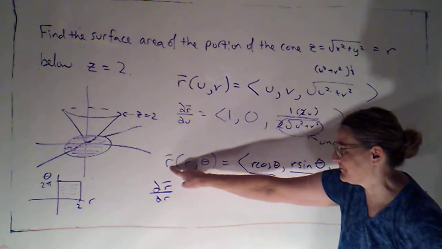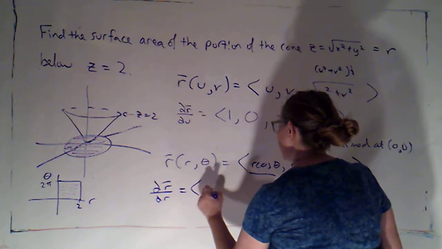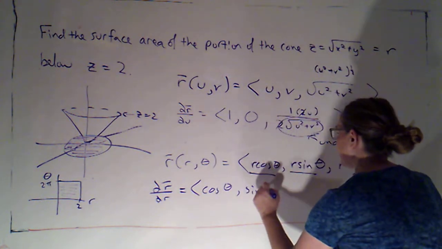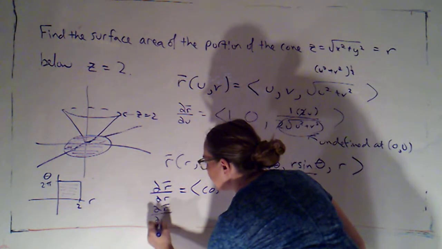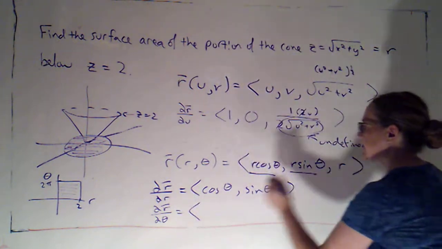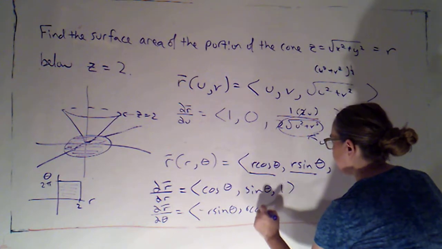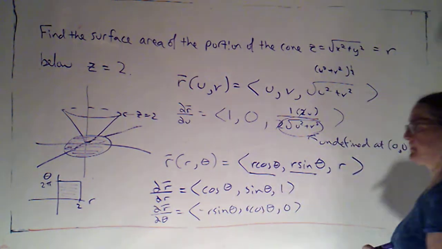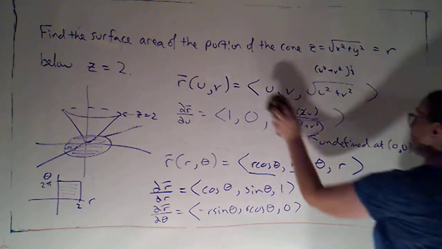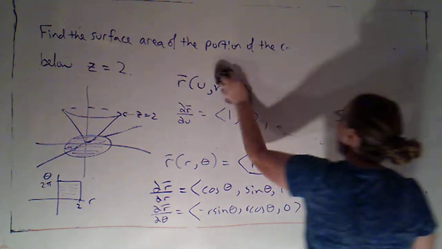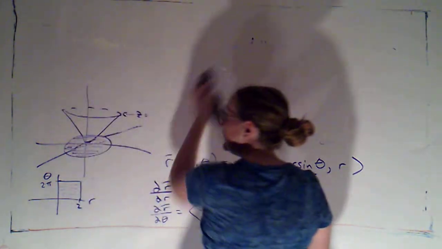Okay, so with that, I can calculate then the partial of r with respect to r. That's r, the vector function, with respect to r, the first parameter. And that's just going to be cosine of theta, sine of theta, 1. And then I can calculate the partial of r with respect to theta, and that's going to be negative r sine theta, r cosine theta, 0. So now I know that I want to take the cross product of these two, because it's the magnitude of that cross product that I'm going to be integrating.